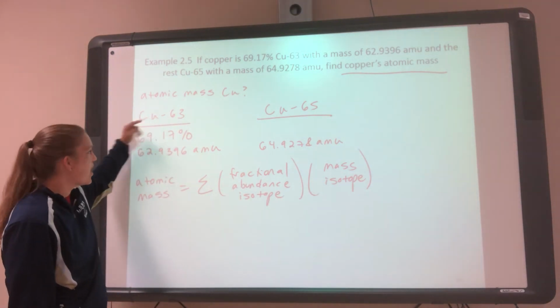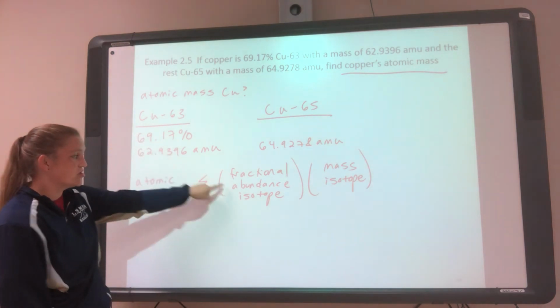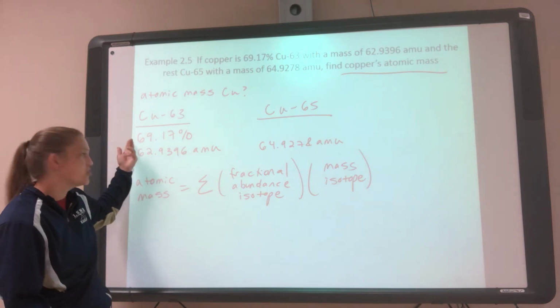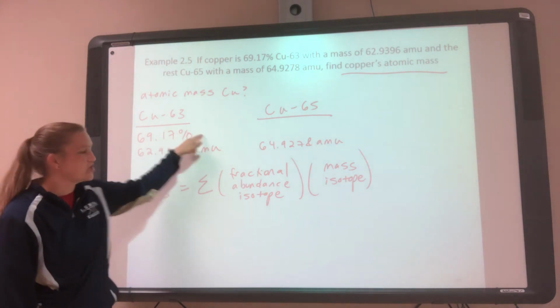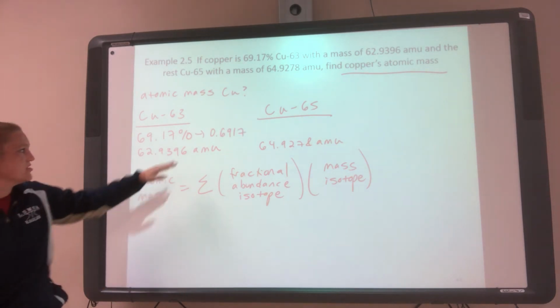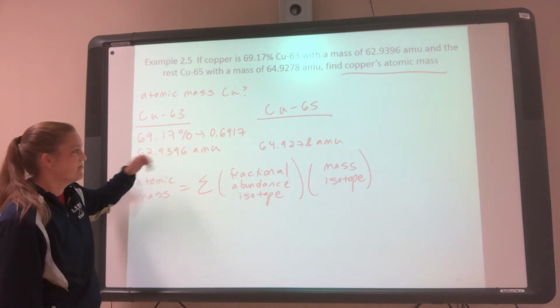So for this one, I know the percentage, which I could change to the fractional abundance by moving the decimal over twice, so divide by 100. So if I divide this by 100, I get 0.6917 is the fractional abundance, and I know the mass.